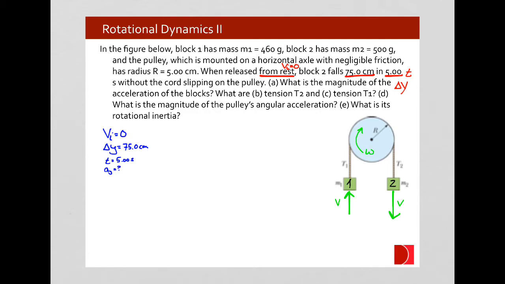We'll use the appropriate constant acceleration equation. We will eliminate this term because we know that we began at rest, and we can go ahead and plug in. We have 75 centimeters, so we want to convert that to meters, and our time is given in seconds. And we find that the acceleration is 0.06 meters per second squared.